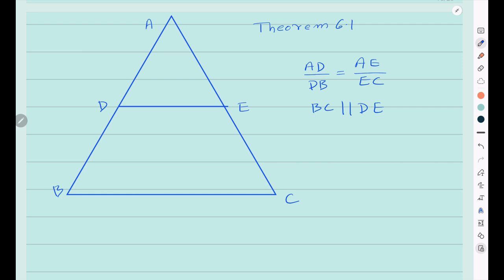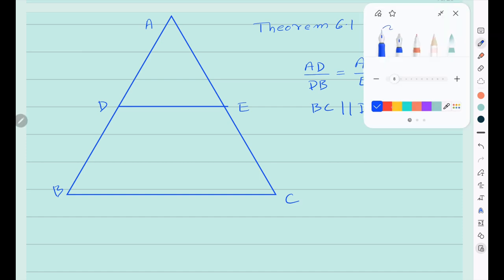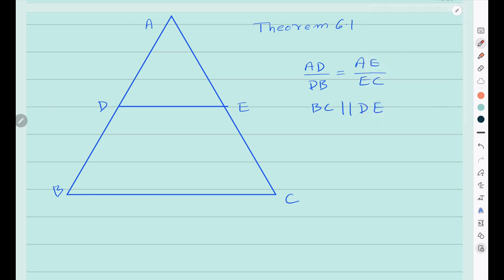This is also a very interesting theorem, 6.1, and it states that if a line is drawn parallel to one side of a triangle to intersect the other two sides in distinct points, so it is intersecting at these 2 points, and DE is parallel to BC, then the other two sides are divided in the same ratio. I have already written it here.